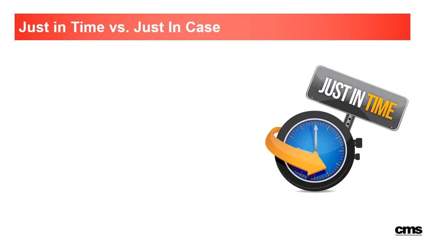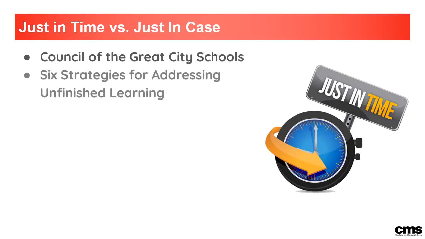This summer, the Council of the Great City Schools published their guide addressing unfinished learning after school closures for district and school decision-making leading into the current school year. They outlined 6 strategies for addressing unfinished learning, which we used to create our remote learning pacing calendars and Canvas courses for ELA.